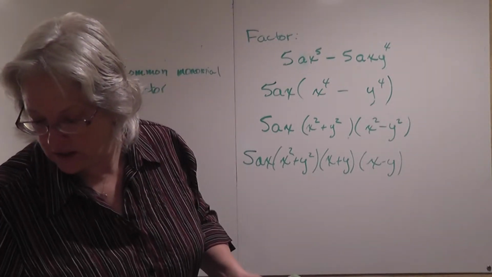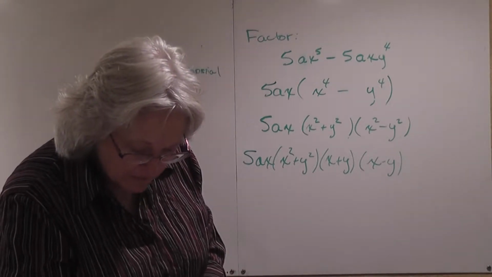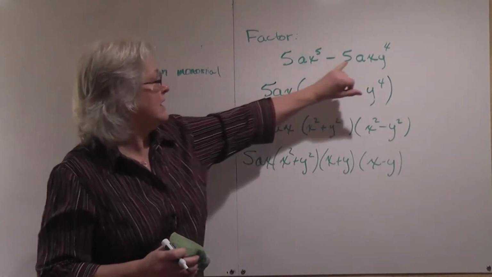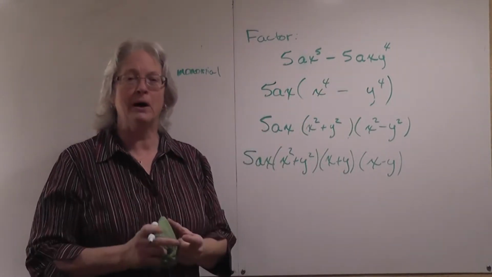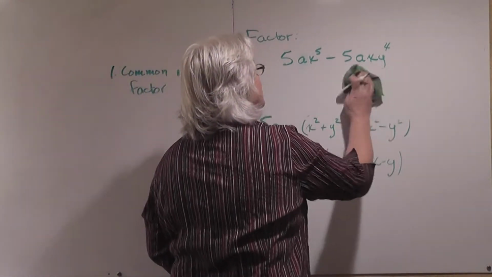So let's go ahead and look at a different type of example. And this is where sometimes a polynomial can have a common binomial factor in there. Let me illustrate what I'm talking about.